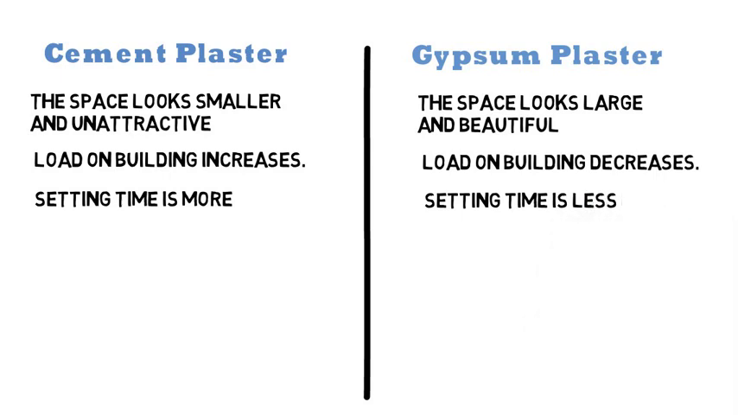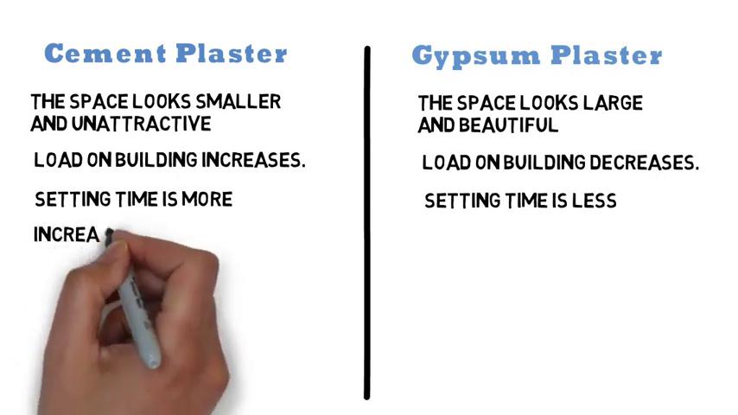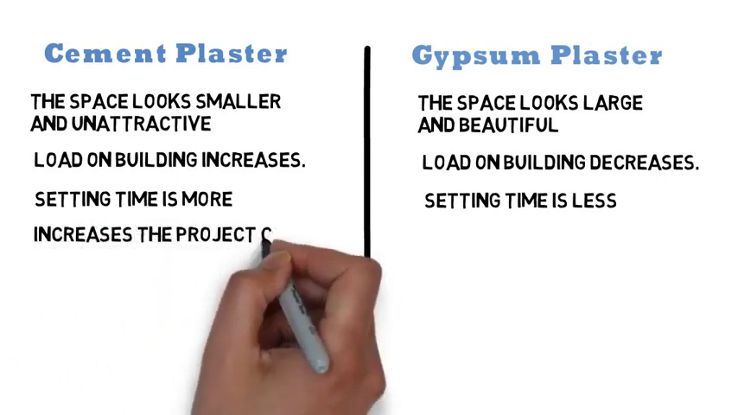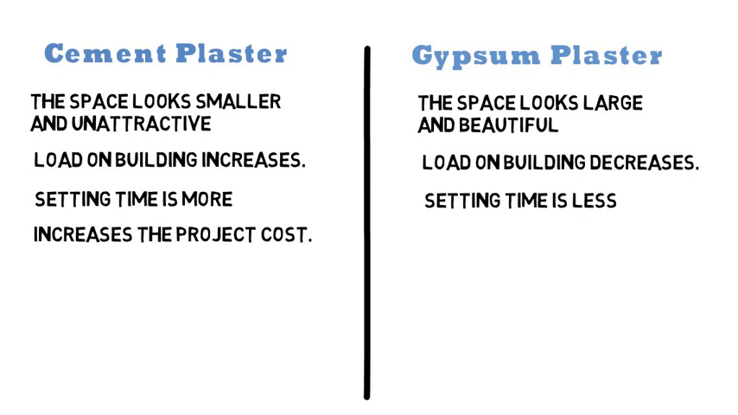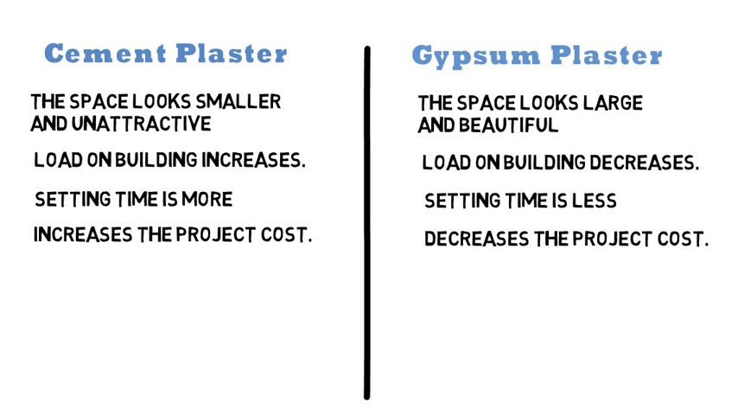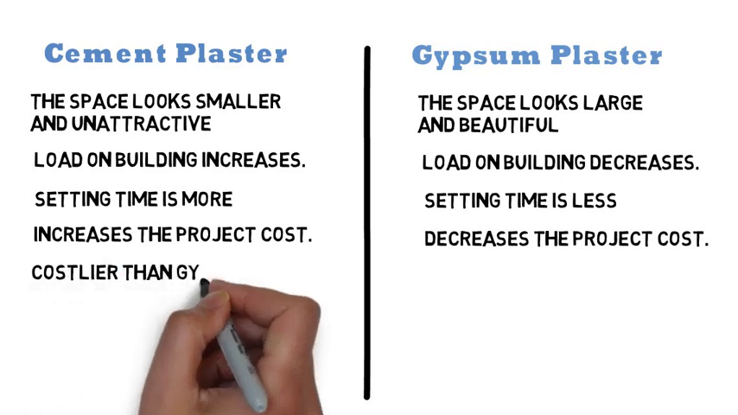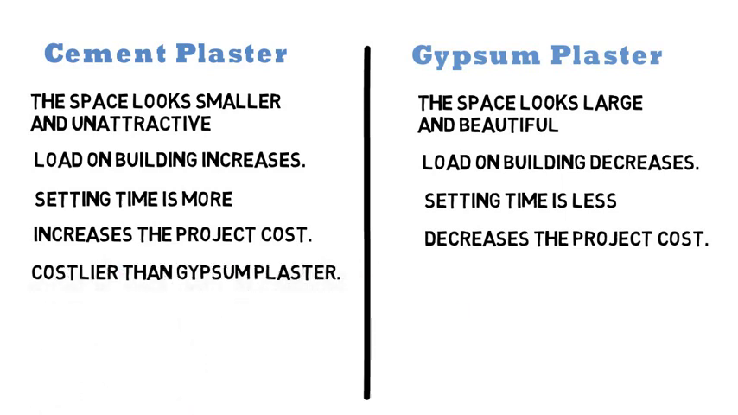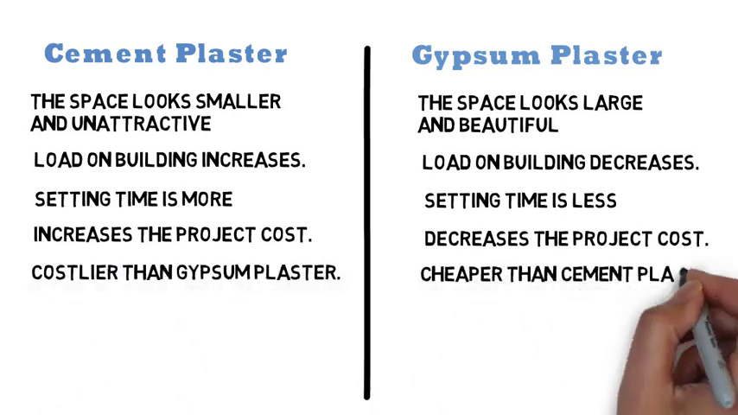The application of cement plaster is time consuming process, hence increases the project cost. The application of gypsum plaster is time saving process, thus decreases the project cost. Nowadays, river sand availability is a major problem and river sand has become costly. Hence, cement plaster is costlier than gypsum plaster. Gypsum plaster is cheaper as compared to cement plaster.